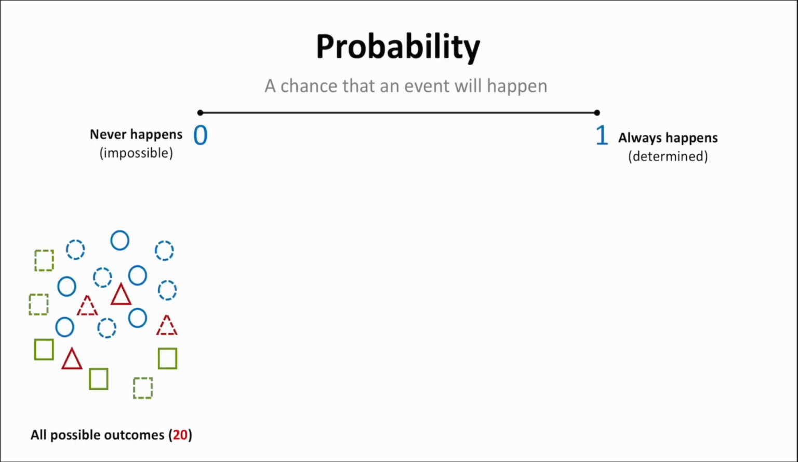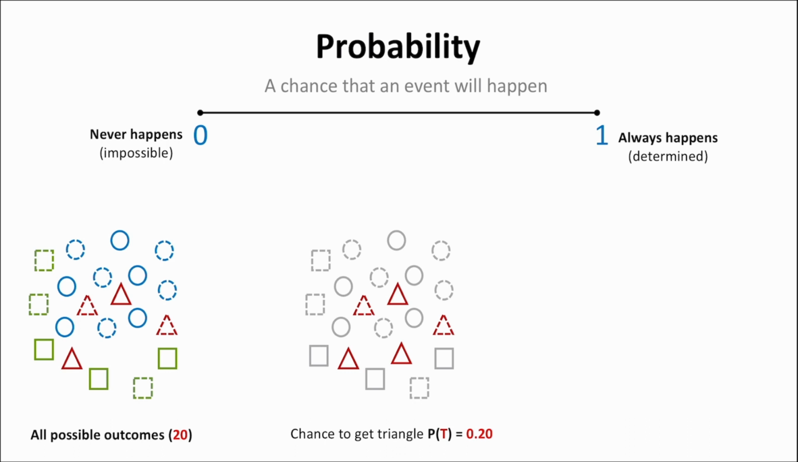Now let me show you another situation. Now imagine that we have the same configuration that we had before, but now shapes also have different line types. So some of the shapes have a solid line, some of the shapes have a dashed line. Now in this case I have 4 triangles. It means that the chance to get a triangle is 20%. It's 4 divided by 20, right? So the chance to get a triangle is 0.20.